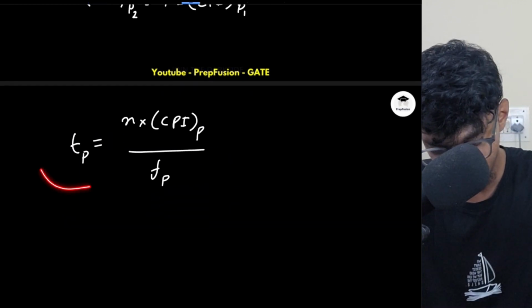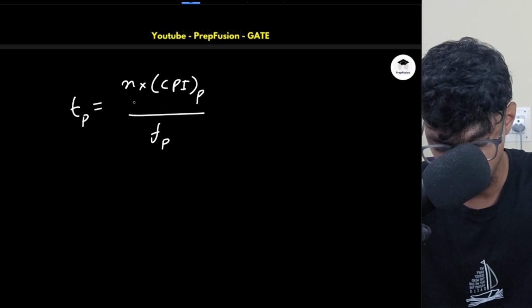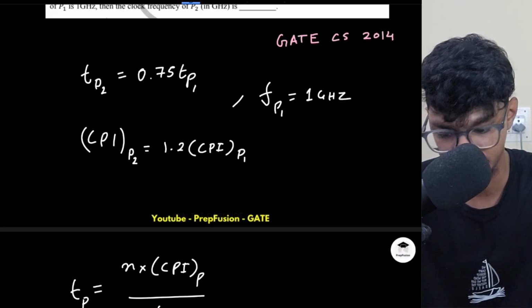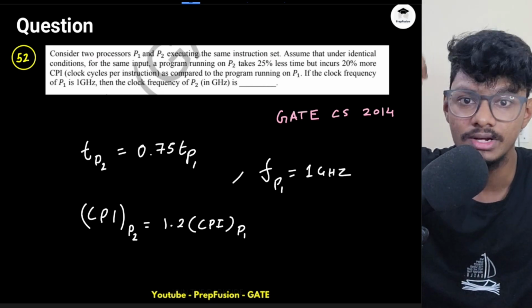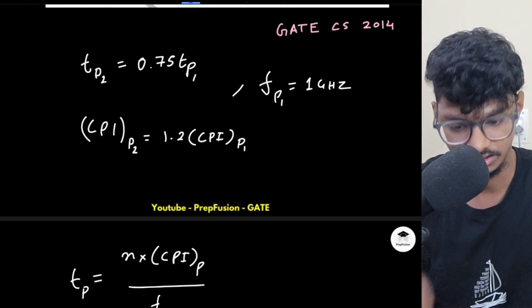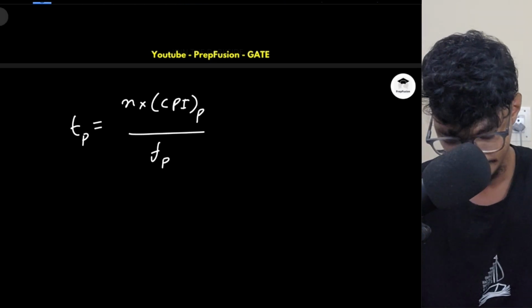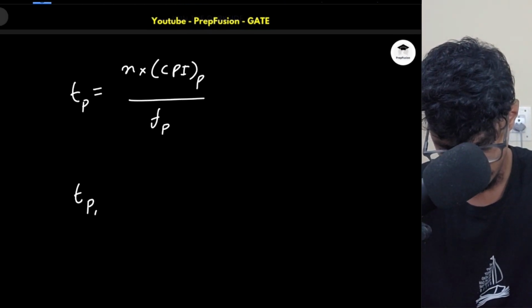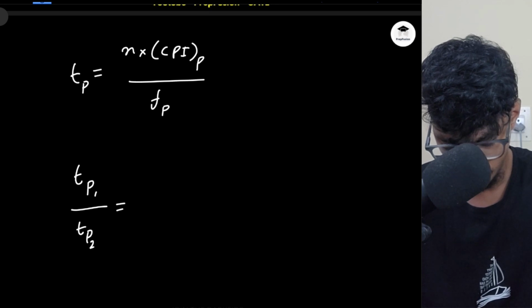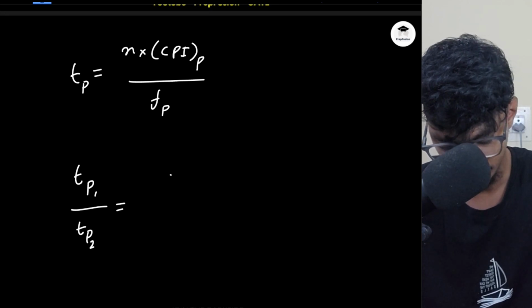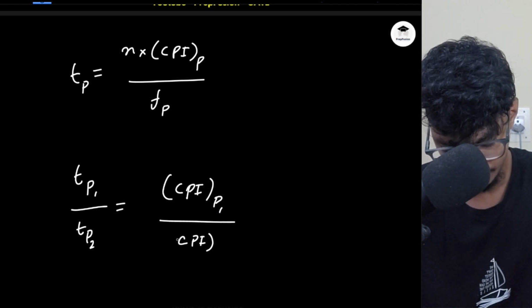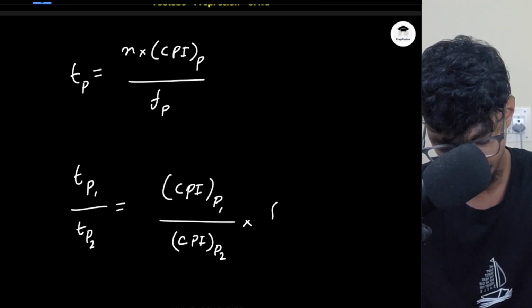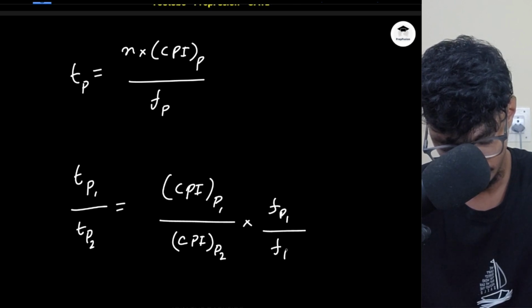So if I simply take the ratio, TP1, TP2, I will get my result, because n is the same. N is the same because it is telling me it is executing the same instructions. So the number of instructions will be the same, but each of them takes different times for executing different instructions. So TP1 divided by TP2 will be equal to, n will get cancelled simply, so it will be CPI P1 divided by CPI P2 into FP1 divided by FP2.